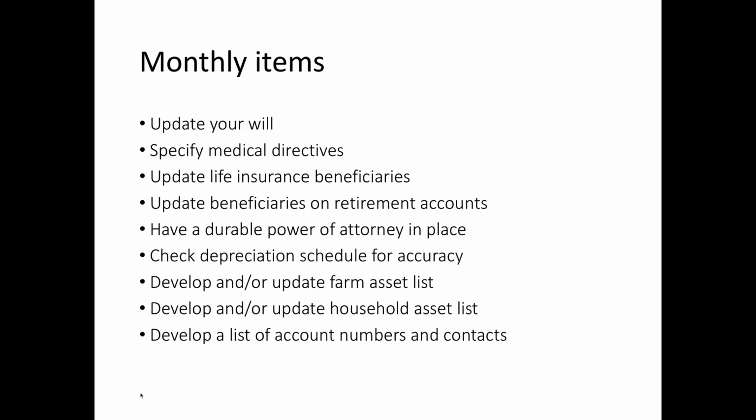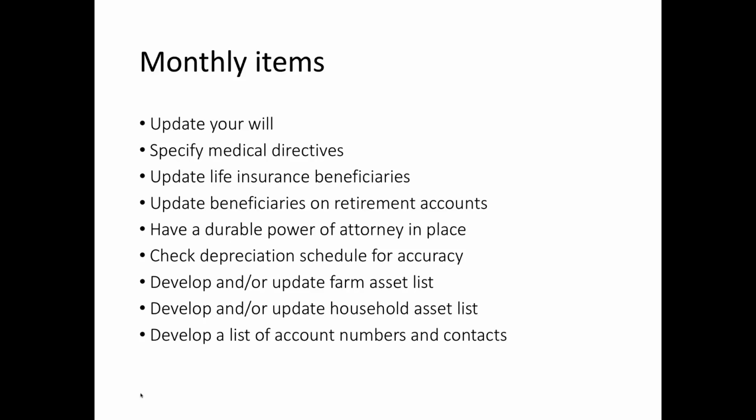Know who your life insurance beneficiaries are. Keep them updated. If you have retirement accounts, Social Security accounts, keep those things updated. Have a durable power of attorney in place. And so you may be thinking, well, what's this got to do with record keeping? It has a lot to do with these major legal types of records that you must have in place to ensure timely transition in an easy situation for your heirs and your family members.